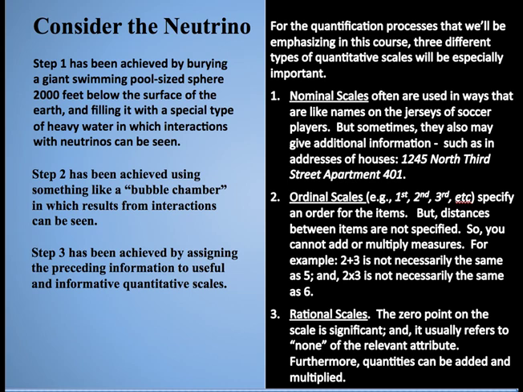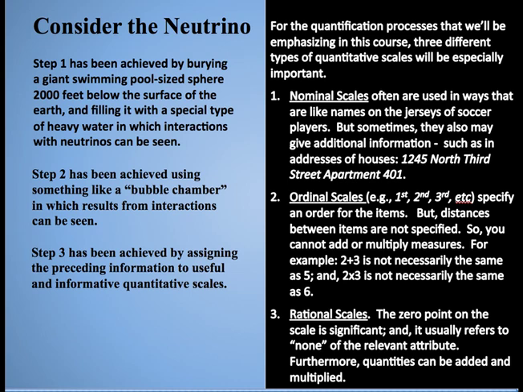Ordinal scales, for example, first, second, third, and so on, specify an order for the items. But distances between items are not specified. So, you cannot add or multiply measures. For example, 2 plus 3 is not necessarily the same as 5, and 2 times 3 is not necessarily the same as 6. Rational scales.